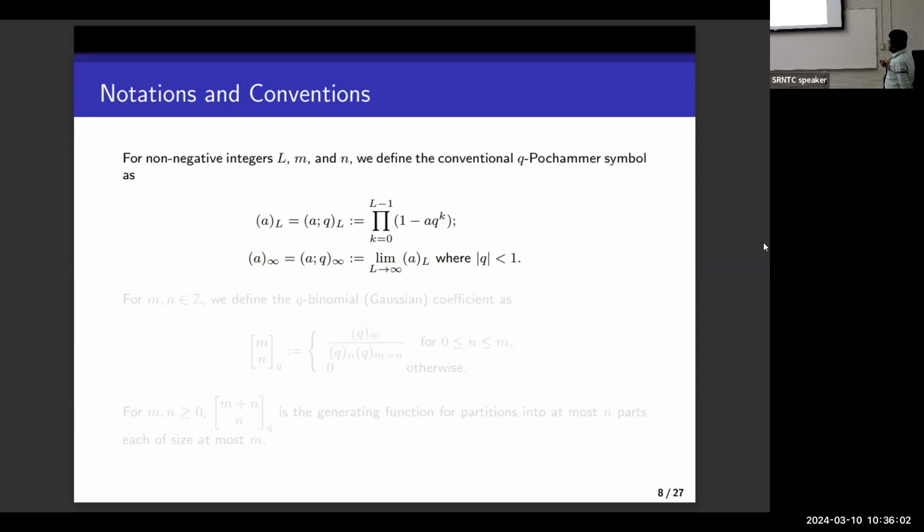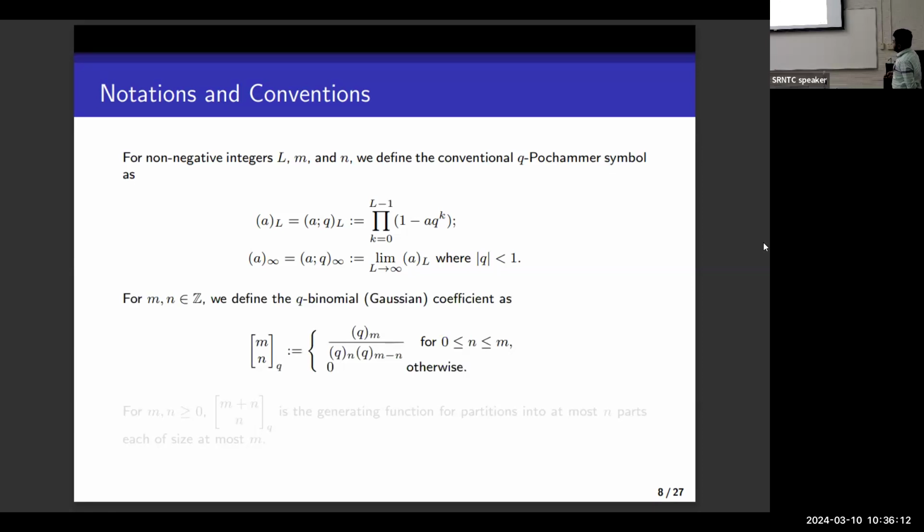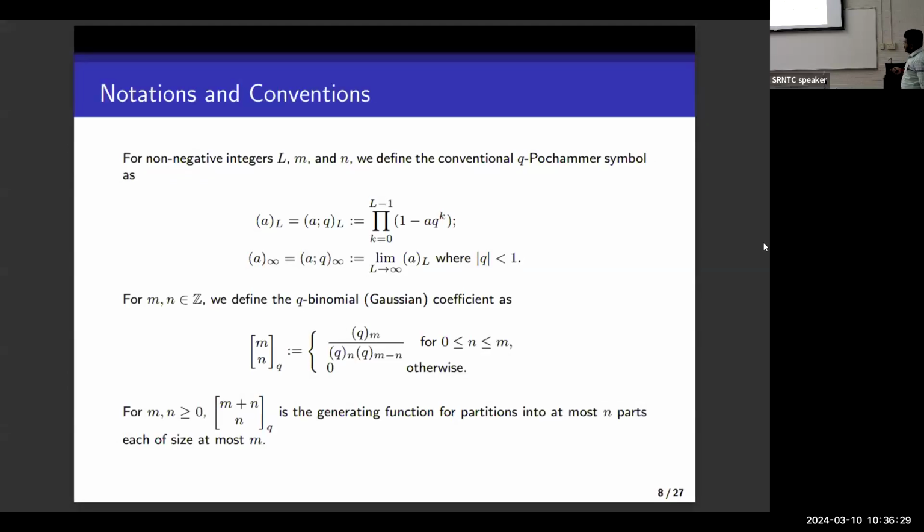And for absolute value of q less than 1, we have this infinite product, which is the limit of the finite product. This is for convergence purposes of the infinite product, that we take absolute value of q less than 1. Then we define something called the q-binomial or Gaussian coefficient, which we read as m q choose n, to be this ratio of q-Pochhammer symbols for n between 0 and m, and it's 0 otherwise. It's noteworthy that for m, n greater than or equal to 0, m plus n q choose n is the generating function for partitions into at most n parts, each of size at most m.